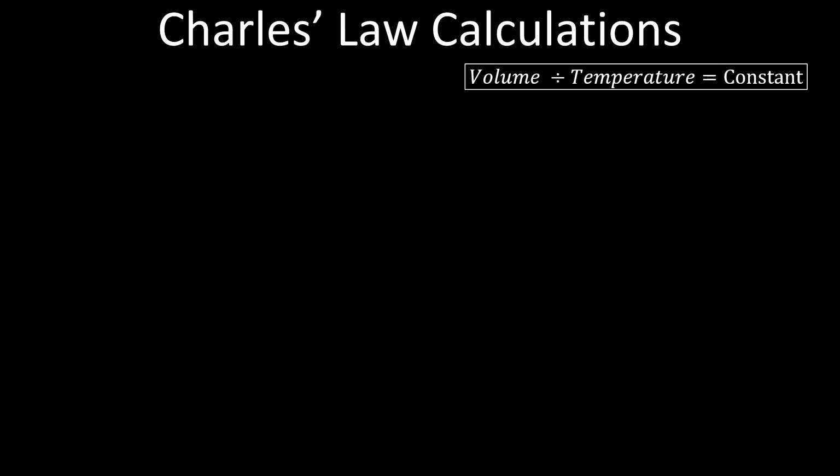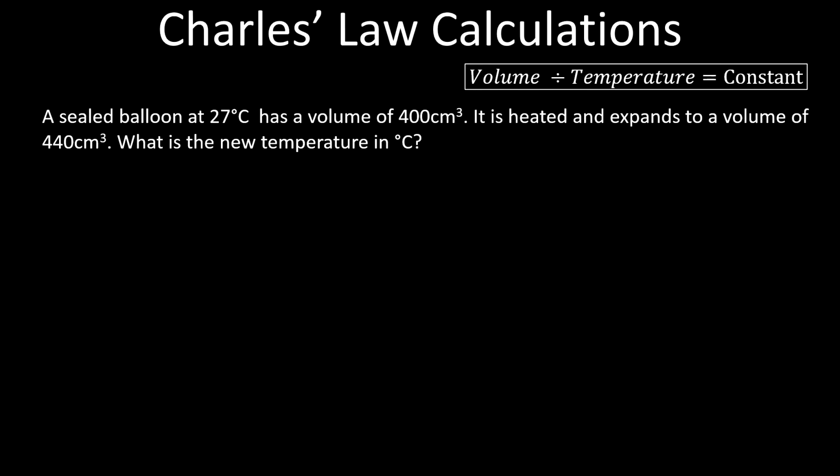Okay, so using Charles's law in a calculation is a little bit trickier because we've got to remember the temperature conversions, because now temperature is one of our variables. So here's an example. A sealed balloon at 27 degrees C has a volume of 400 centimeters cubed, heated and expands to a volume of 440 centimeters cubed. What is the new temperature? They haven't been told here that pressure is constant, but we're not getting given any information about it, so you can safely assume that it's Charles's law we're using.